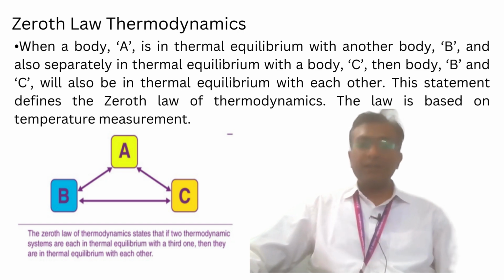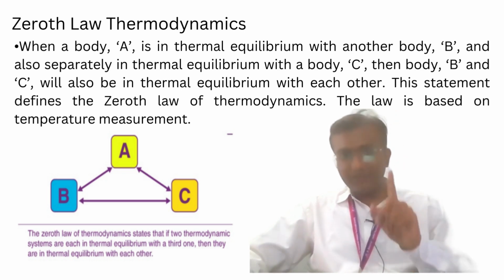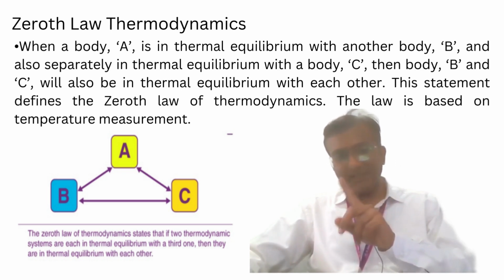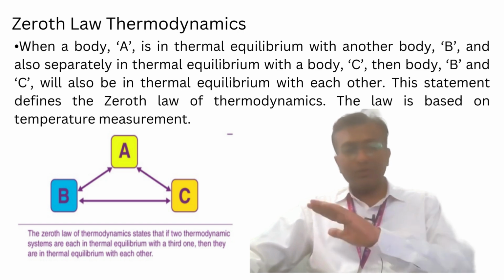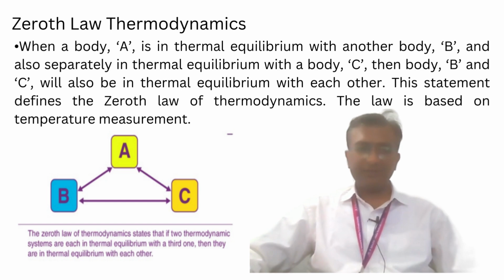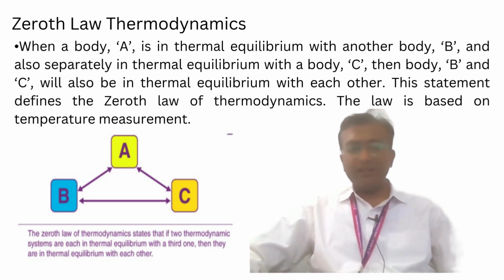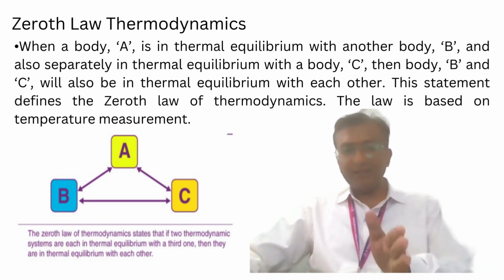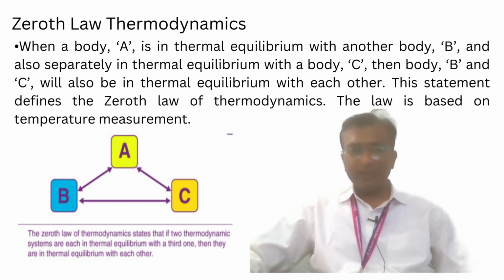And next, let's say we also observe that object A is in thermal equilibrium with object C. Meaning objects A and C are also not exchanging heat. Meaning they are at the same temperature. Similarly, if we brought A and C in thermal contact, no heat will flow. They too are at the same temperature.